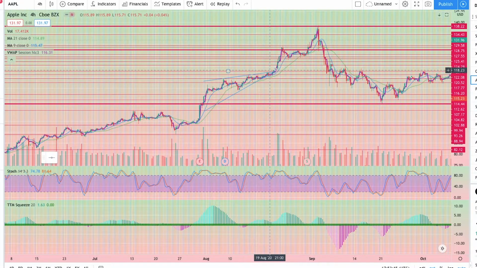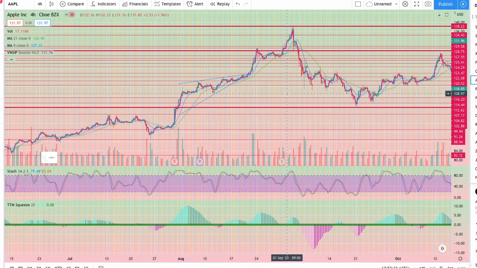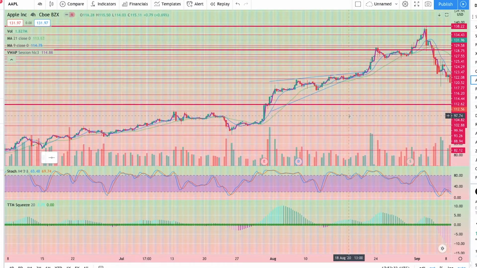and effectively supply is greater than demand at that point, causing the price to drop. So I do see rising wedges where prices do drop, but more often than not, 9 out of 10 times you will see a bull run, just like this example.